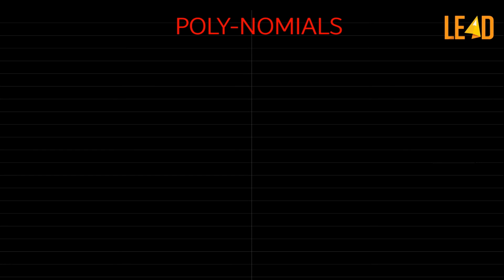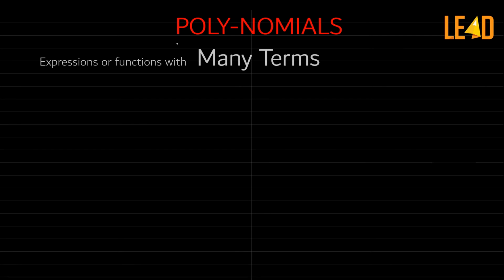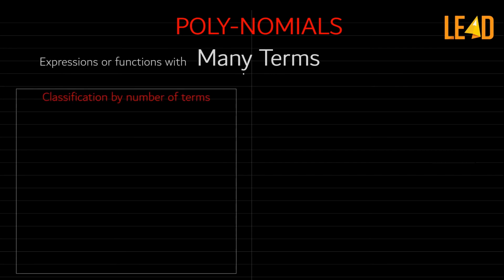Okay, so we're looking at polynomials. Poly means many, right? If you've thought about it for a while, polygons and the rest of them just means many. So the word polynomials means many terms. So there could be expressions or there could be functions, but with many terms. And in this video, we would actually just be looking at how we can classify them.